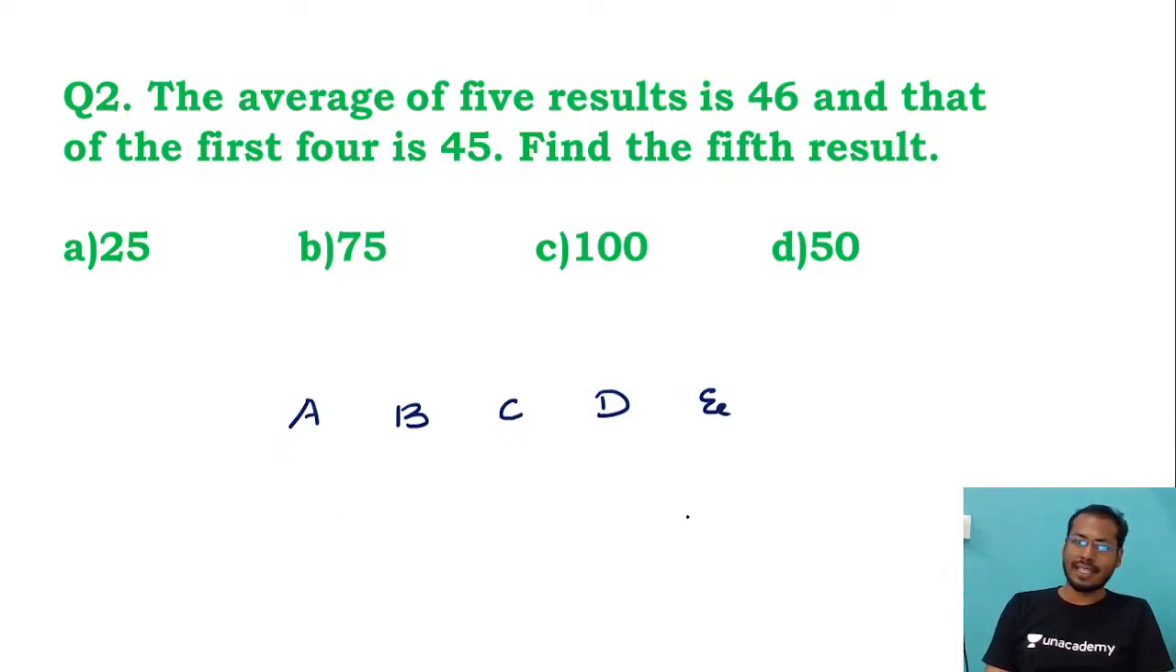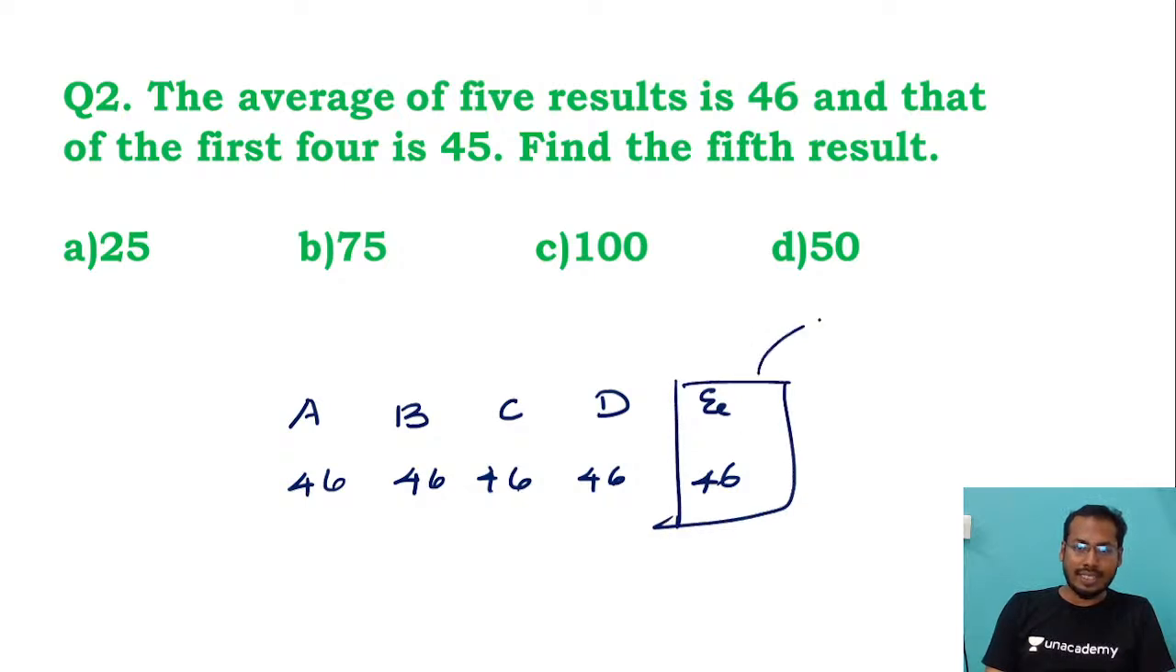There are 5 results, right? The 5 results' average is 46, which means each result is 46, correct? 46, 46, 46, 46. Okay, what is the question? The first 4 results: if you take one result out, the average becomes 45. That means the average was reduced by 1.